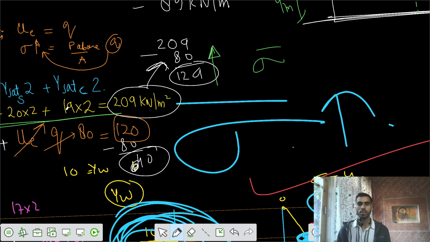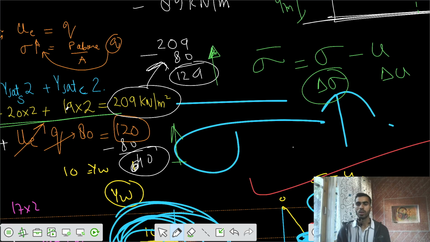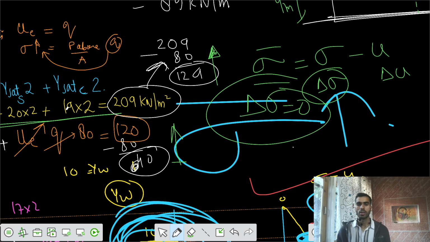such that the final value of sigma bar is not going to change, because the increase of sigma is balanced by the increase of u. Because there is an increase of sigma, there is again an increase of u, such that both are the same, and there is no increase in the effective stress for the immediate condition.